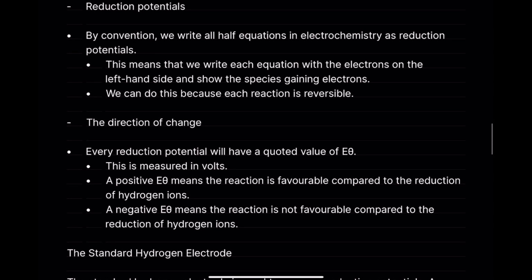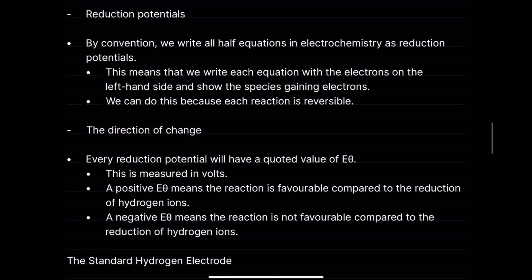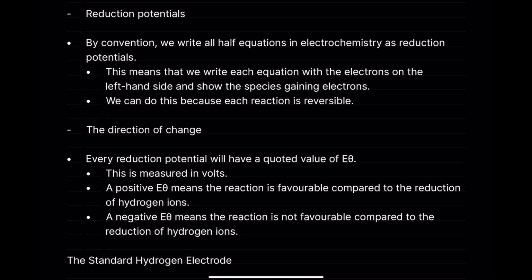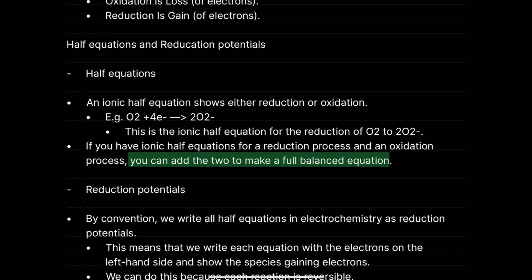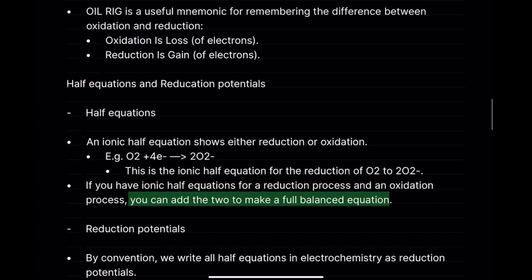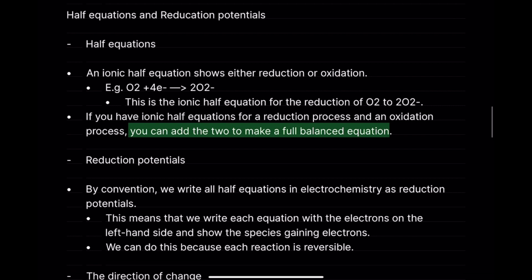So reduction potential. By convention, we write half equations in electrochemistry as reduction potentials. This means that we write each half equation with the electrons on the left hand side, showing species gaining electrons. And we do this because each reaction is reversible. So in electrochemistry, we represent our values as reduction potentials. We don't really represent even the oxidation reactions as oxidations. We still represent them in the reduction form.